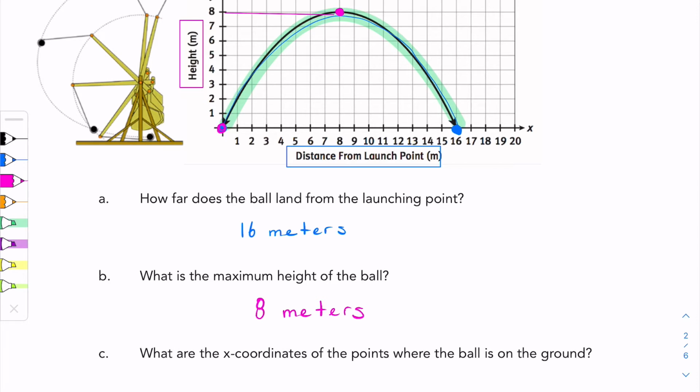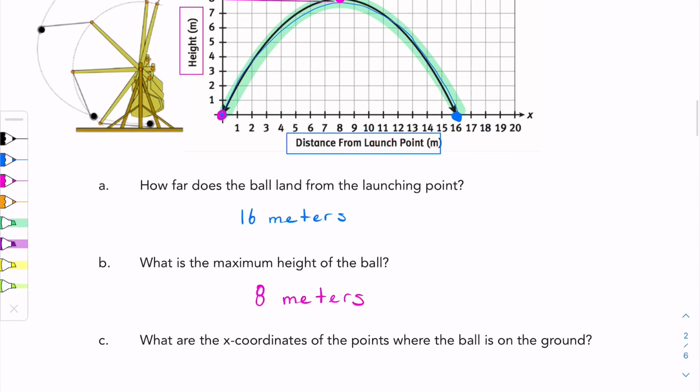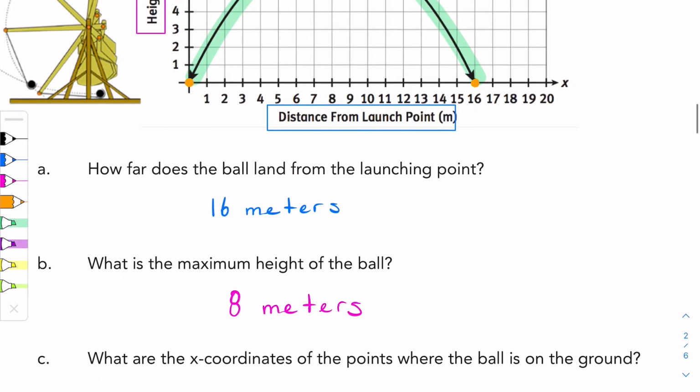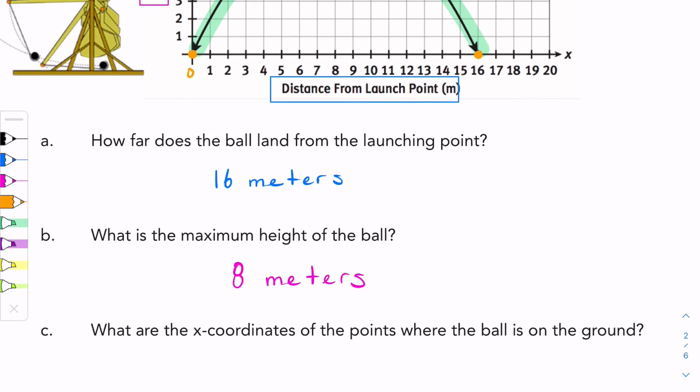Part C. What are the x-coordinates of the points where the ball is on the ground? All right, let's look at our x-axis. Where is this ball on the ground? It's on the ground right here, which is where it starts, and it's on the ground again when it ends. Our x-coordinates are at 0 and at 16.